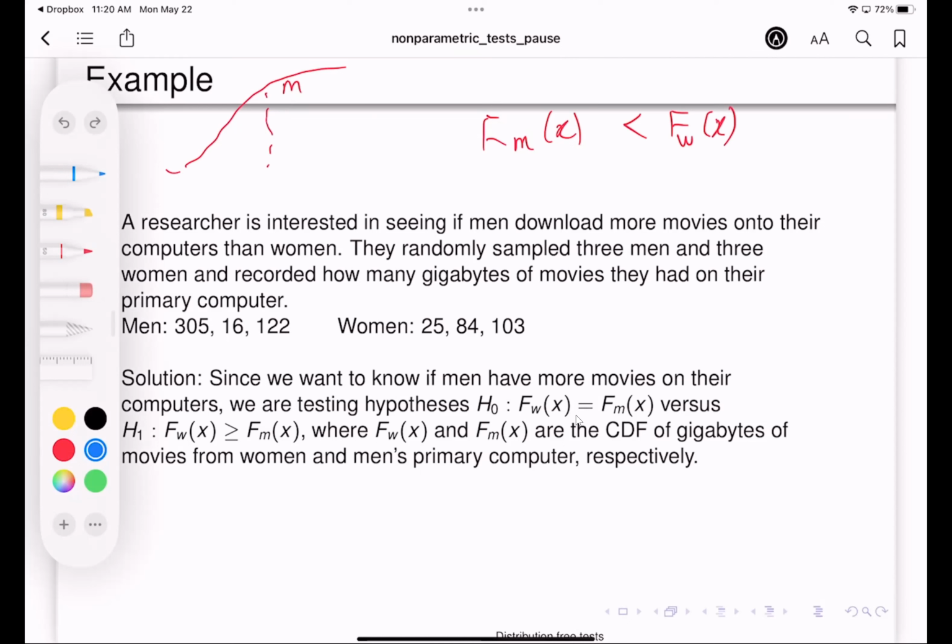If men download more movies, men's values are larger. Here, these are the X values. Men's values are larger, and larger means more on the right-hand side. Women, on the other hand, would tend to be smaller. So for the women, their observed values tend to be on the left-hand side, which makes the CDF bigger.